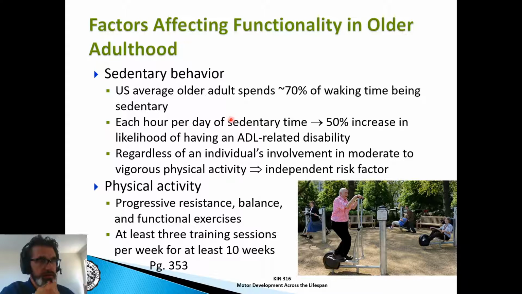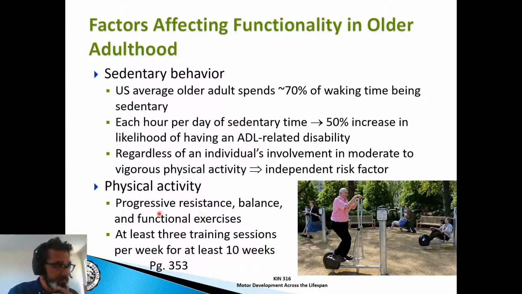So regardless of an individual's involvement in moderate to vigorous physical activity, it's an independent risk factor. So it's really not just about trying to be physically active a little bit part of the day, but trying to be active throughout the day. And so this demonstrates that every hour that's increased of your sedentary time increases your risk of this disability as an older adult.